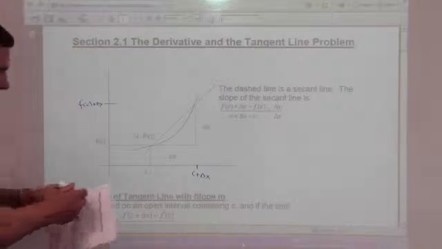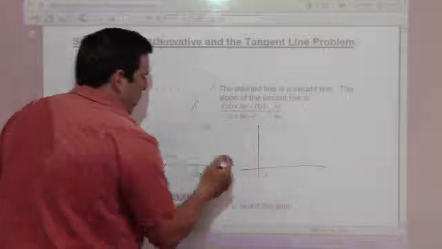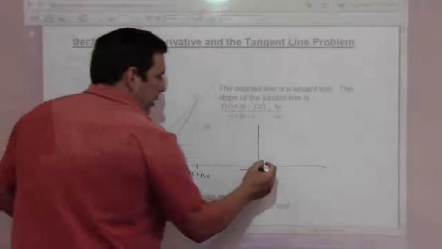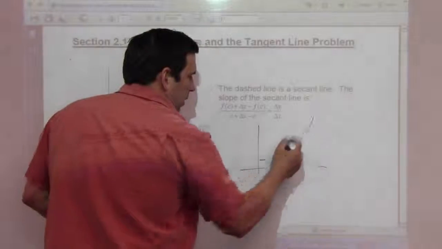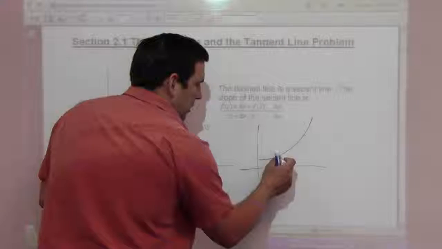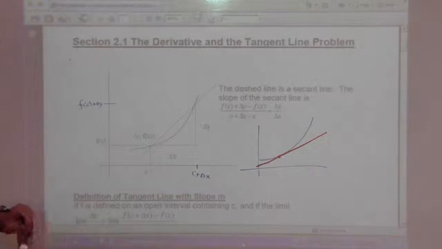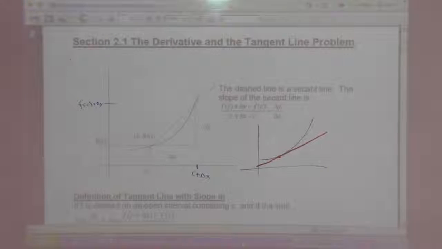And the idea is that we're going to have not the slope of the secant line, but we'll have the slope of a tangent line, a line that touches in one place. And that's what we're going to be looking at here. Scroll this up a little bit. I want to keep this diagram.